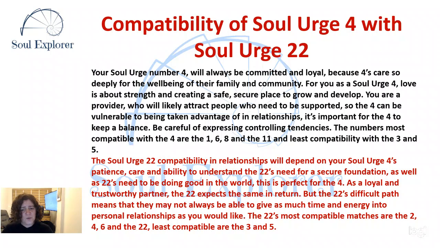The 22 is loyal and trustworthy, just like the 4. And the 22 expects that loyalty and trustworthiness in return. And the 4 will quite easily and happily give that to them. The 22's difficult path, however, means that they're not always going to be available to give much time and energy to the relationship sometimes. And I think the 4 would be okay with that.